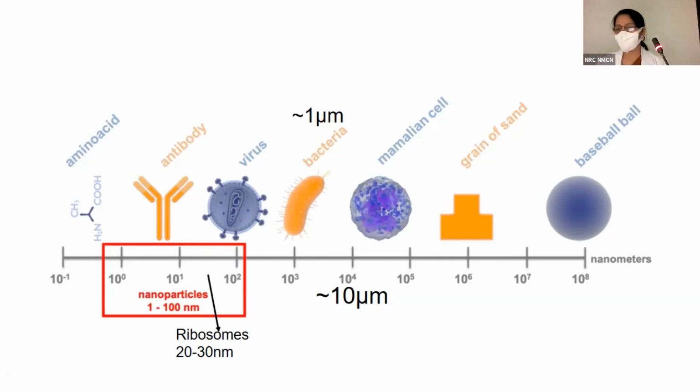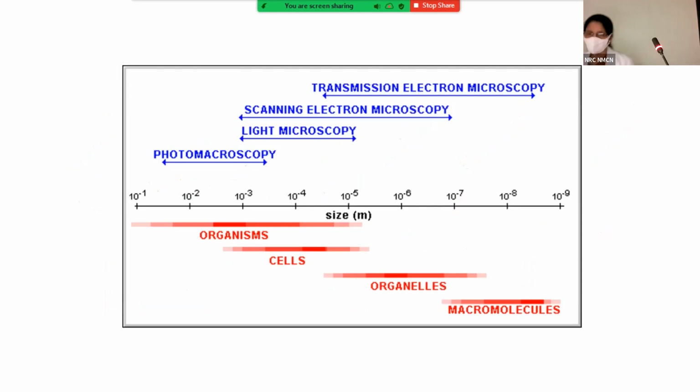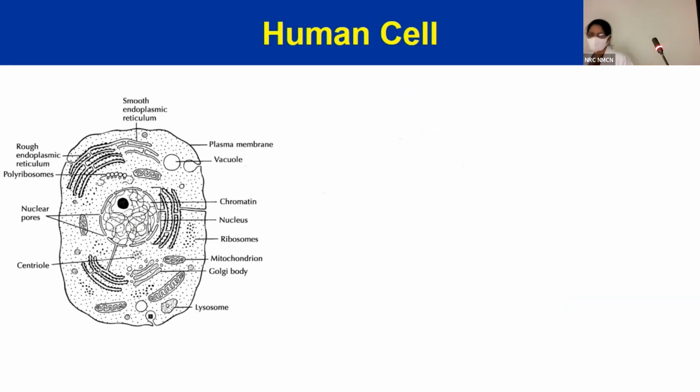So this is just to give you an idea. What we are talking about is sub-microscopic particles or things that can be seen only by an electron microscope. This is just to show a gradation that you have a microscopic picture, light microscopy, scanning, and the transmission. So coming back to the human cell, you remember this from your biology days, 11th, 12th, right? So this is a typical cell.